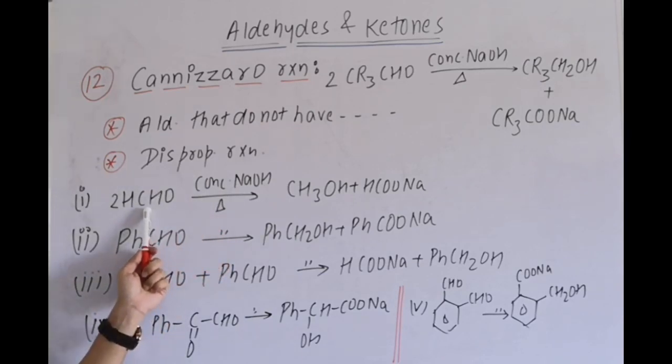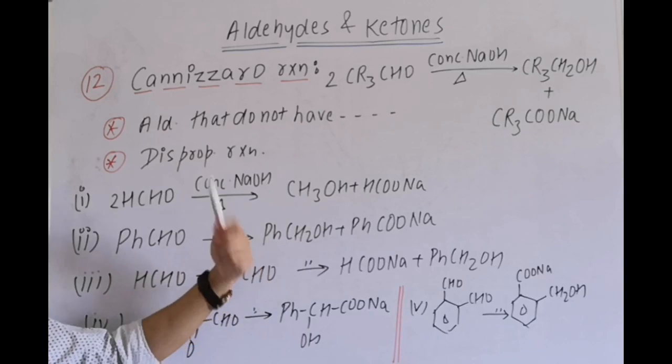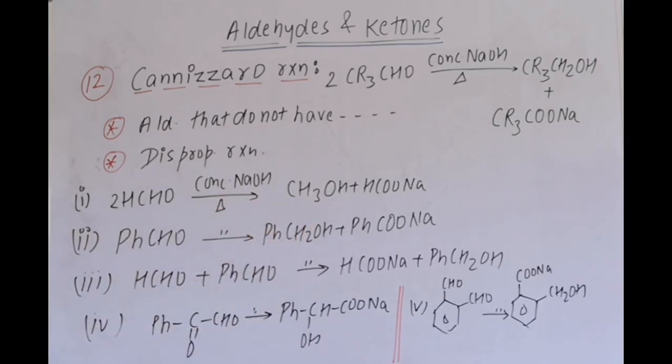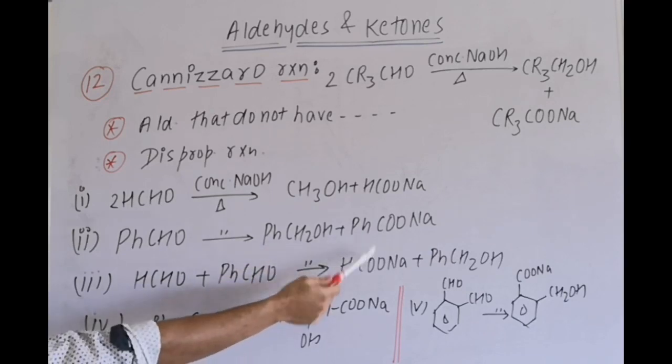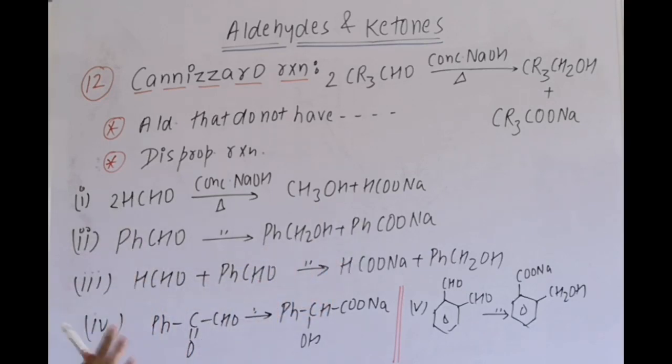One is reduced to alcohol. For the aldehyde HCHO, what is the reduced product? CH3OH, plus oxidized to the carboxylate salt, formate, HCOO- Na+. Then benzaldehyde, same, no alpha hydrogen, one becomes reduced, PhCH2OH, and the other becomes oxidized. There we are taking 2 moles.